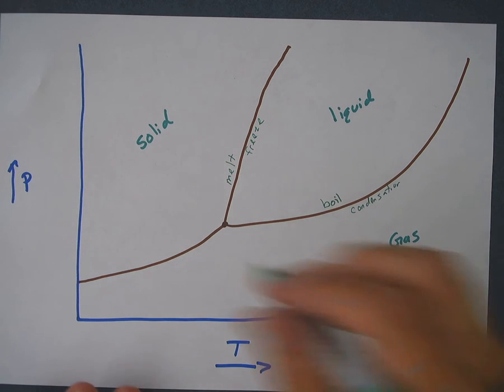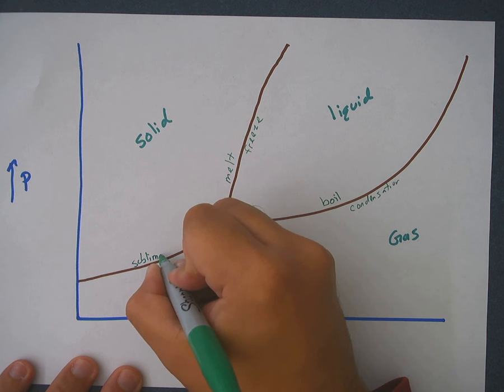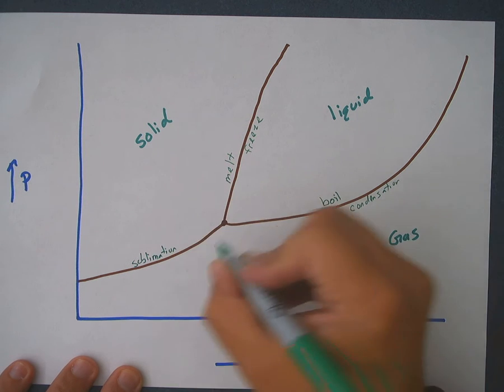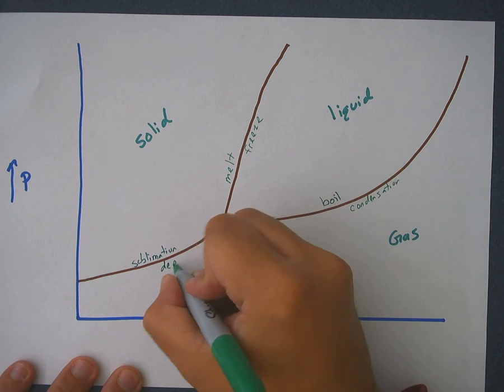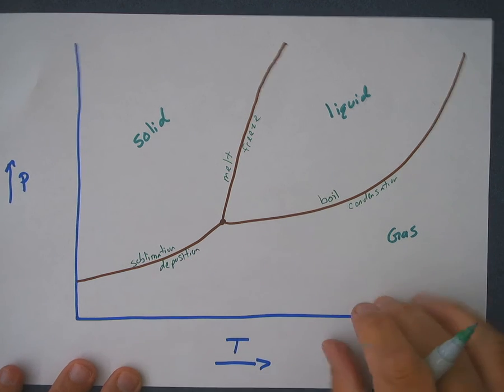And solid to gas, we call that sublimation. It doesn't happen too much. And the opposite is deposition. And that's a new term for us there. Okay.